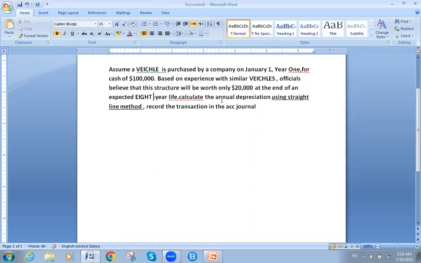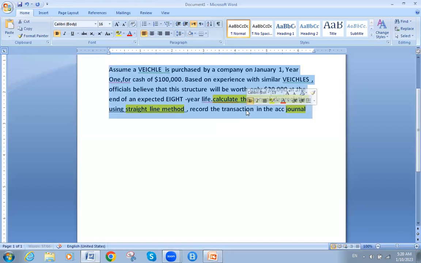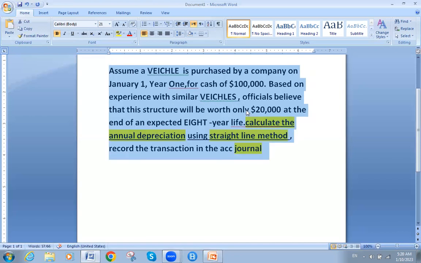Calculate the annual depreciation. This is the first thing we need you to do. And set the journal entry, using the straight line method. You will use the straight line method. Okay, guys, I'll give you around 5 minutes to solve this question before we move into the second part.